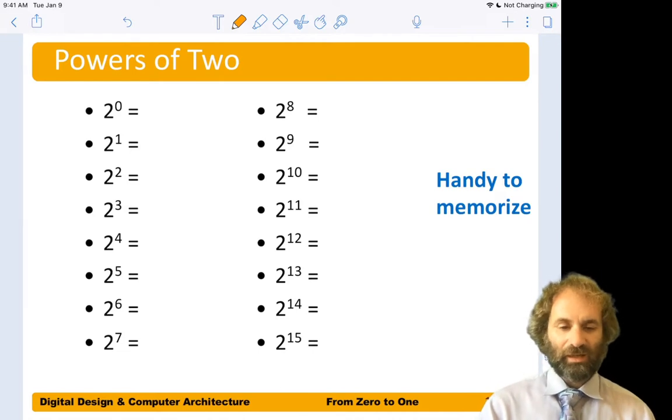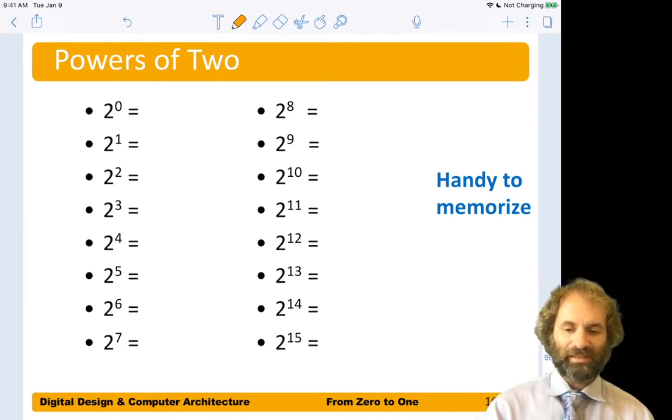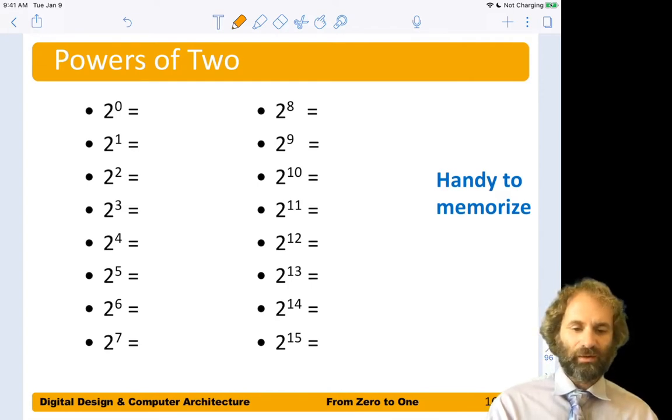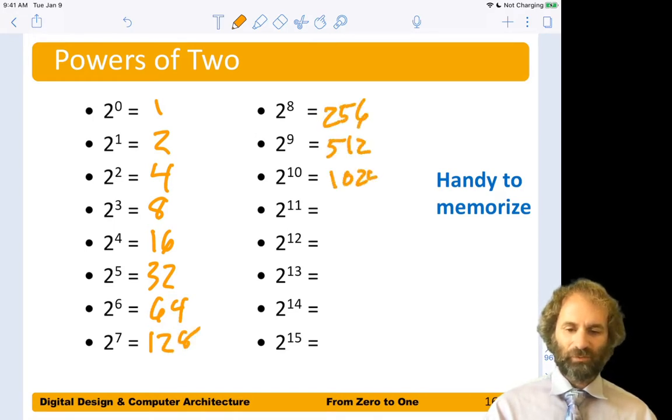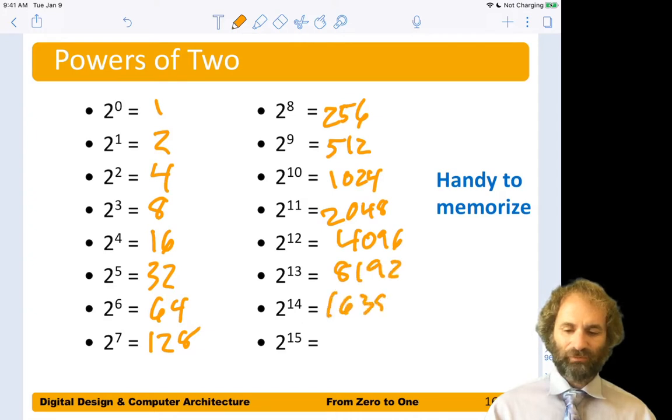As you could guess, we use powers of 2 quite a bit in binary, and it's handy to memorize these. You'll use them so much. So remember, anything to the 0 power is just 1. 2 to the 1 power is 2. 2 to the 2 power is 2 times 2, which is 4. 2 to the 3rd power is 2 times 2 times 2, which is 8. 16, 32, 64, 128, 256, 512, 1024, 2048, 4096, 8192, 16384, and 32768.